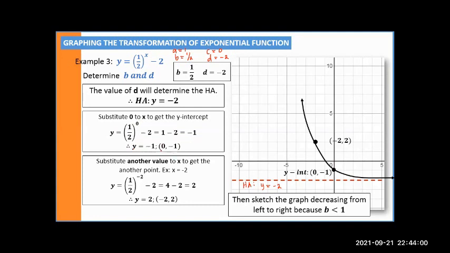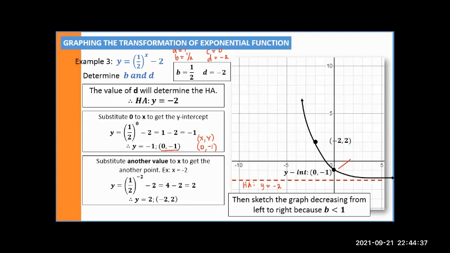Ang coordinates na ngayon ay 0, negative 1. Kasi coordinate is x, y. Nag-substitute tayo ng 0 sa x. Ang naging sagot sa y ay negative 1. So, ito ang ating y-intercept. 0, negative 1. Okay? Then, substitute another value to get another point. Okay? So, for example, ang ginamit ko is negative 2. So, para nasa left siya, mataas na kaunti sa naunang point.